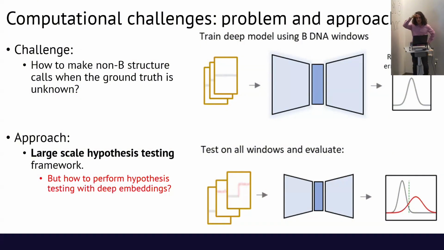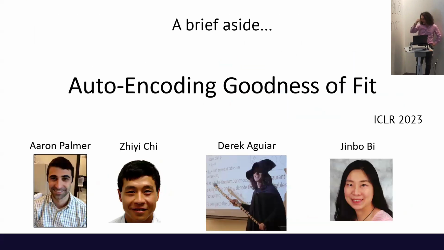But the problem is we have these high dimensional translocation times, and we're going to embed them. But how do we do hypothesis testing in the latent space? So that brings us to a brief aside on some work that was published in ICLR last year. And this work was led by, again, the same Aaron Palmer as was on the first slide, who was a student of Stu Gima a long time ago.